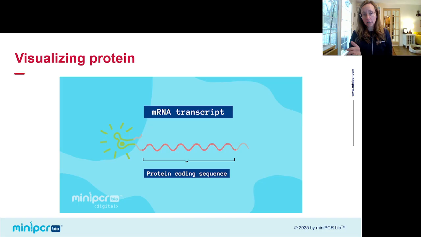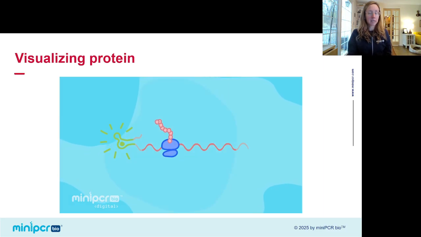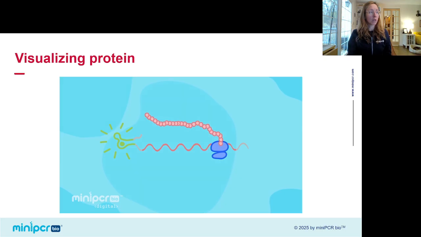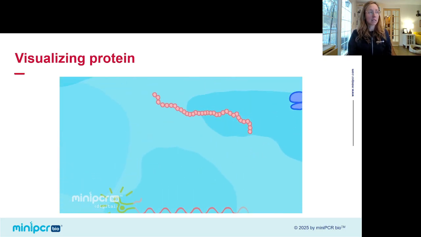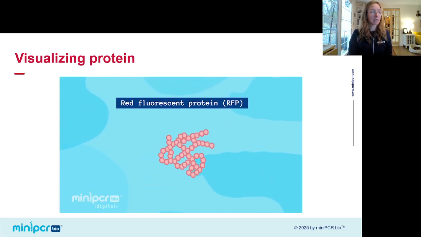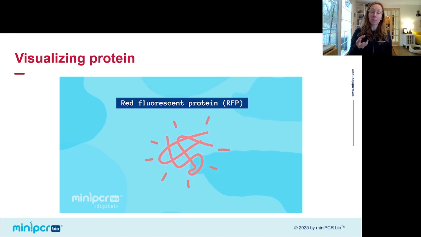And so here is another animation from our digital lab to show what happens next. After we've produced an RNA transcript from DNA A, the end that is not glowing green contains the protein coding sequence. Ribosomes will find that protein coding sequence and they will translate that nucleotide sequence into an amino acid sequence. That amino acid chain folds up onto itself to form a mature red fluorescent protein. This is a protein that naturally produces red fluorescence.